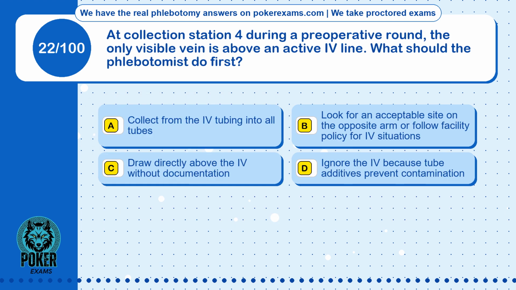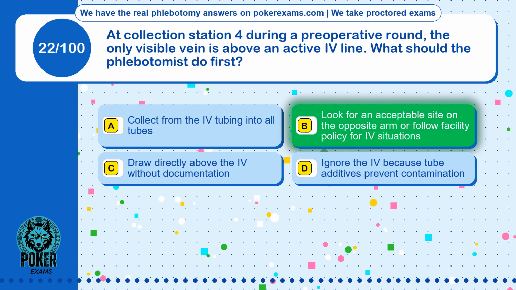Question 22. At collection station 4 during a preoperative round, the only visible vein is above an active IV line. What should the phlebotomist do first? Option A. Collect from the IV tubing into all tubes. Option B. Look for an acceptable site on the opposite arm or follow facility policy for IV situations. Option C. Draw directly above the IV without documentation. Option D. Ignore the IV because tube additives prevent contamination.